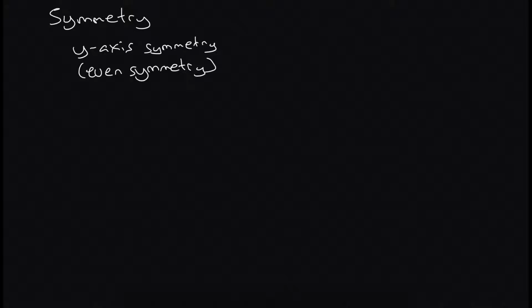So I'm going to put some graphs up here that have y-axis symmetry, or that have even symmetry. Let's start with something like this. My graph's not perfect here, but I think you get the idea of what I'm going for. Now, y-axis symmetry, really what it's saying is if you can reflect a function over the y-axis and get the exact same function back after you reflect it, well, then that function is symmetric about the y-axis.